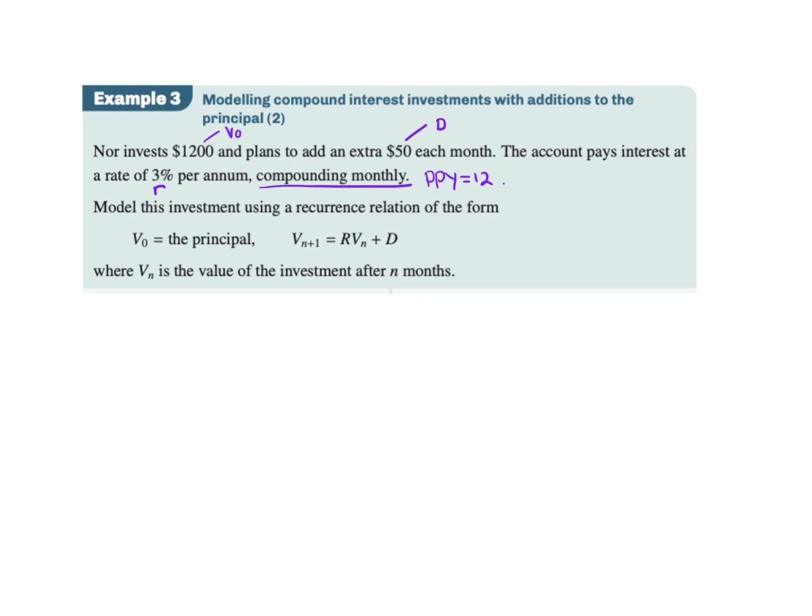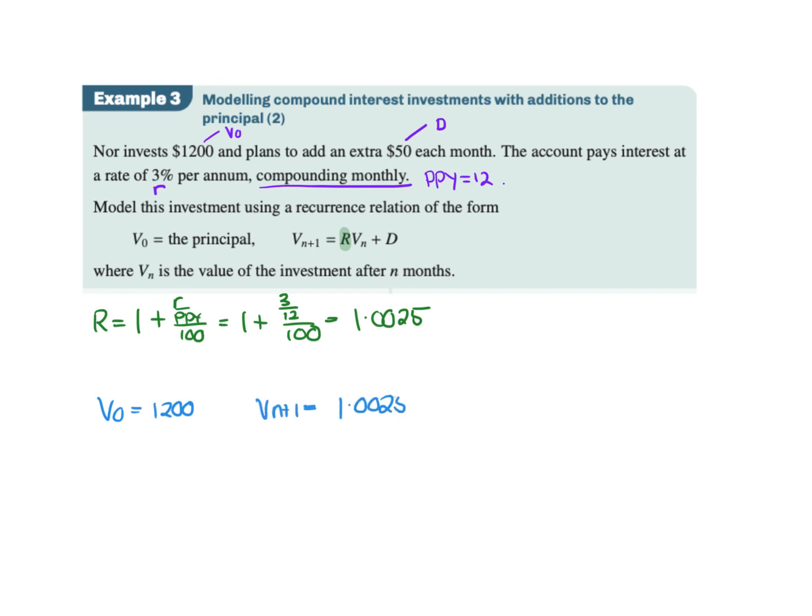So once again, remember, you're going to have to calculate that R value. Now, because it's compound interest, the R value is found by doing 1 plus the rate over PPY, over 100. So in this case, it's 1 plus, what was the rate? 3%, over 12 because it's monthly, over 100, and I get 1.0025. Okay, so now I can write out my recurrence relation. V0 was 12,000, and Vn plus 1 equals 1.0025, there's the R, Vn, and then I have to add the D, which is 50.